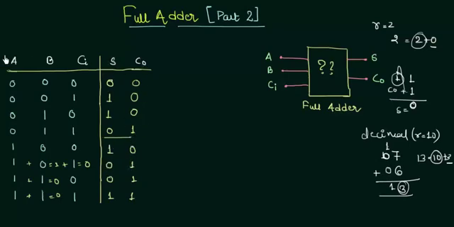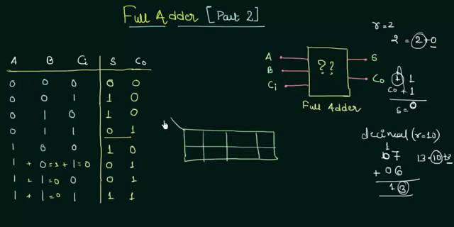So the next step is to make an 8 variable K map. Why 8 variable K map? Because there are 3 variables involved, and 2 to the power 3 gives you 8. So there are total 8 cells in the K map. So this is our 8 cell K map.